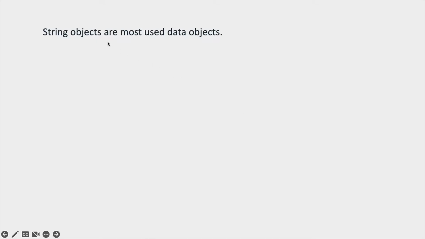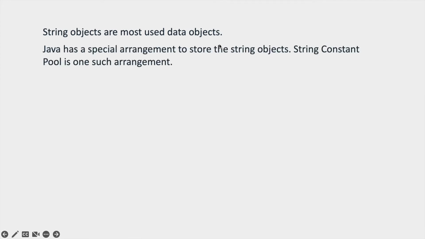String objects are the most used data objects in any language like Java, Python. For example, if any application has 1000 objects, in that more than 900 objects will be string objects only. Other 100 objects will be different types of objects. Java has a special arrangement to store the string objects. That special arrangement is called as string constant pool.